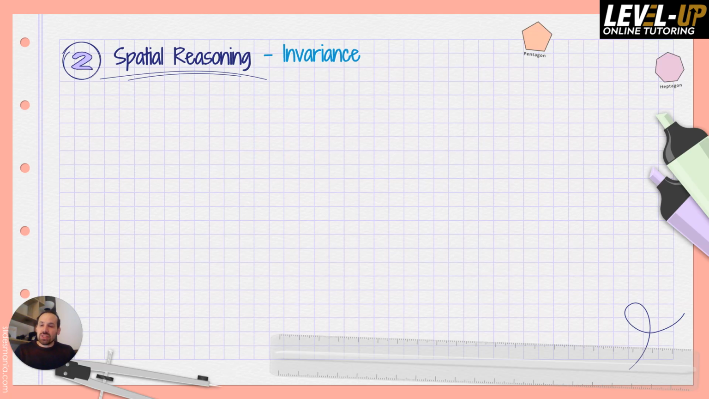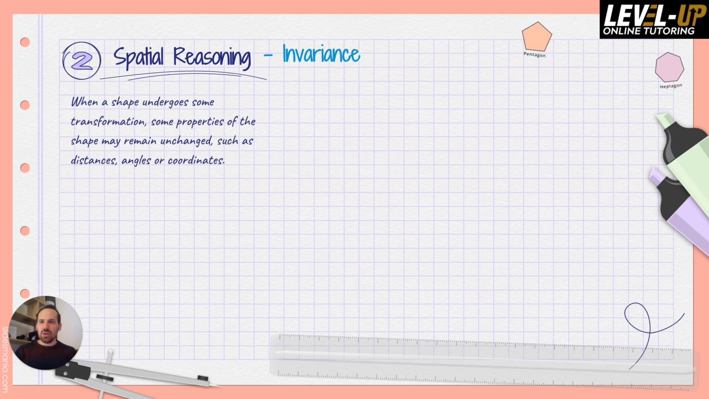Let's look at another concept, which is variance. So variance is when something varies. Invariance is then, okay, if it doesn't vary. So when a shape undergoes some transformation, some properties might change, others don't. If we're working in a coordinate system, maybe we're interested in the positions of the points, of the vertices. We're always going to be interested in the lengths and the angles.